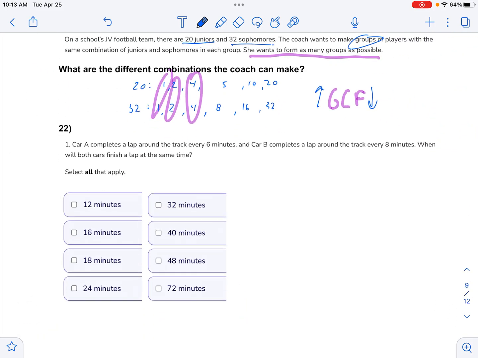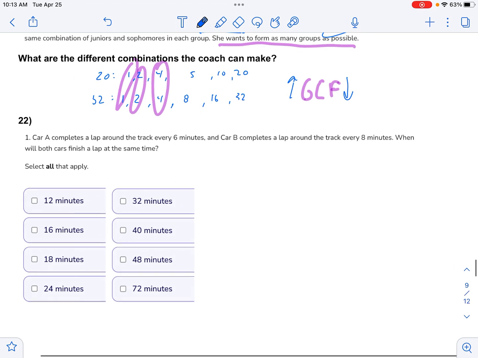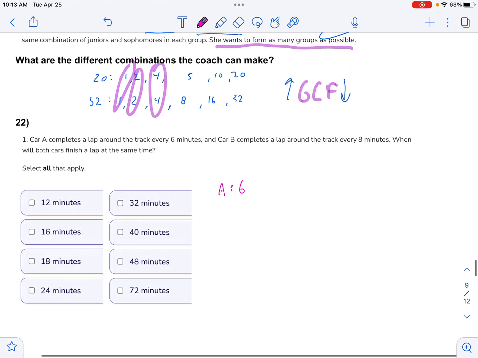All right, let's keep going. Number 22. Okay, we got cars traveling all over the place. We have car A that is going every 6. Every 6 minutes it crosses the line. So let's get a couple of those. 6, and then it's going to cross it again at 12, and then at 18, and then 24, and then 30. And if I need to do more, I'll do more. Let's talk about car B. Car B looks like it goes 8 minutes every lap, so 8. And then it's going to hit it again at 16, and it's going to hit it at 24.